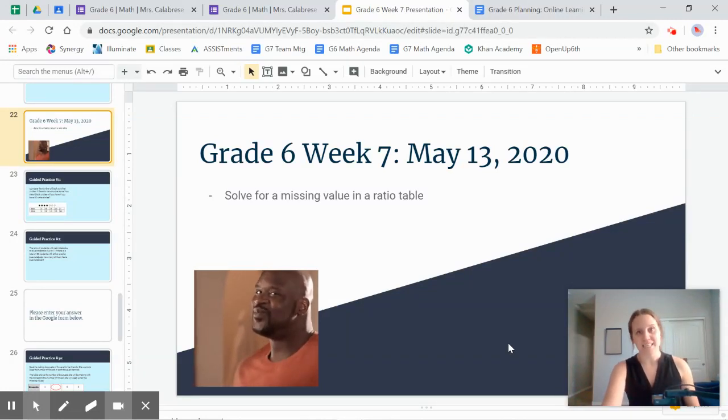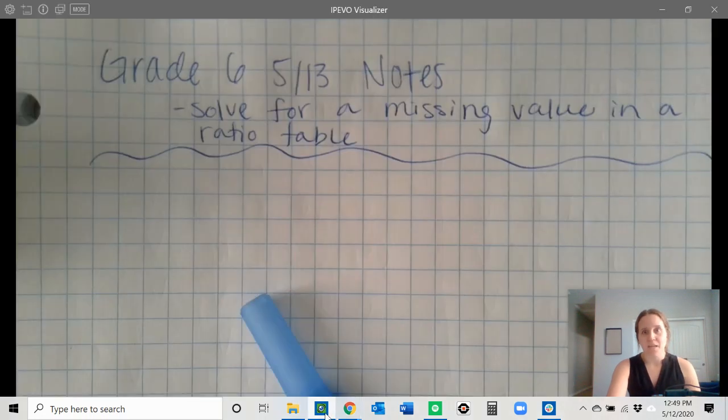It is week 7. Today is May 13th, and today we are going to be solving for missing values in ratio tables. Here's what your notes look like, so go ahead and take a second to update your notes. Most of the questions we'll do today, especially in your independent practice, have the ratio table already started for you, and your job is to use multiplication and division to find out the missing values within that relationship.